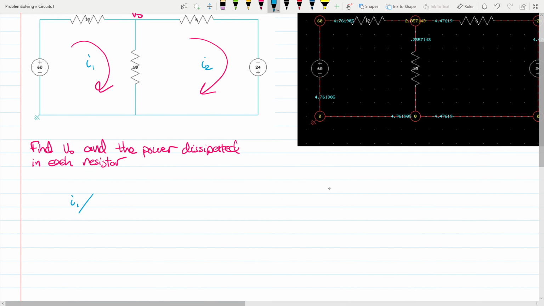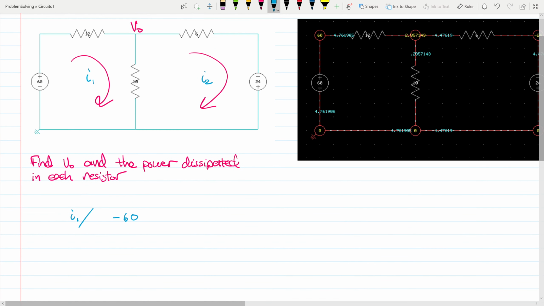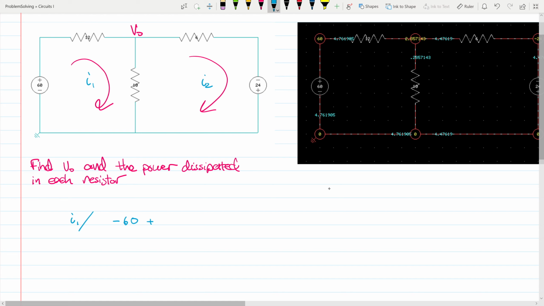So for I1, it goes through the minus 60 volts first, and then it goes through the 12 ohm resistor. So 12 times I1, and then it goes through this 10 ohm resistor here. So 10 times I1 minus I2, because with respect to the I1 loop, I2 is going in the opposite direction. So that's why there's that negative sign there. And then with all KVL expressions, we set that equal to 0.